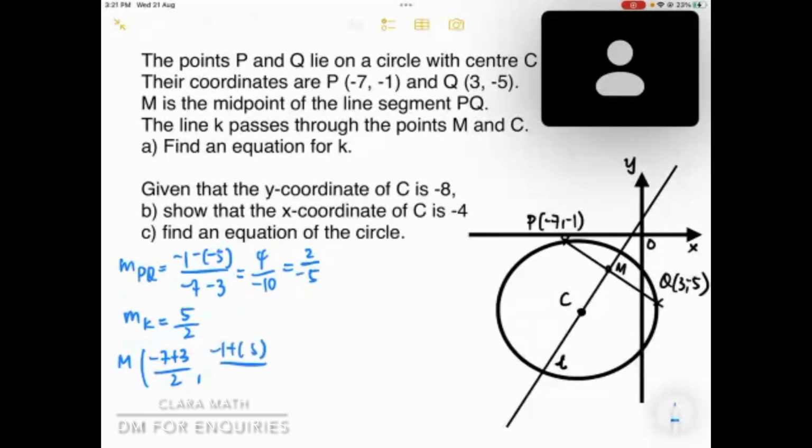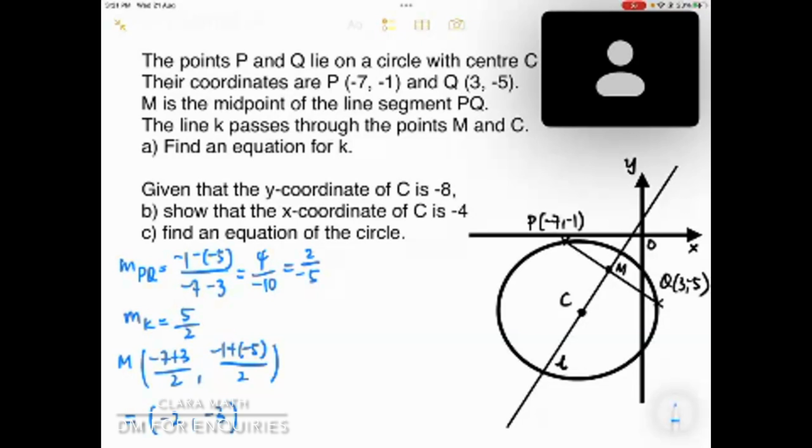Be careful of the plus and then -5. Must remember to put minus. Then divide 2. So the midpoint is minus 4 over 2 minus 2 and -6 over 2 minus 3.